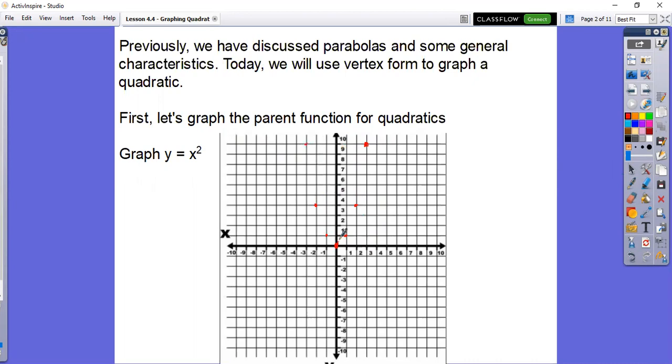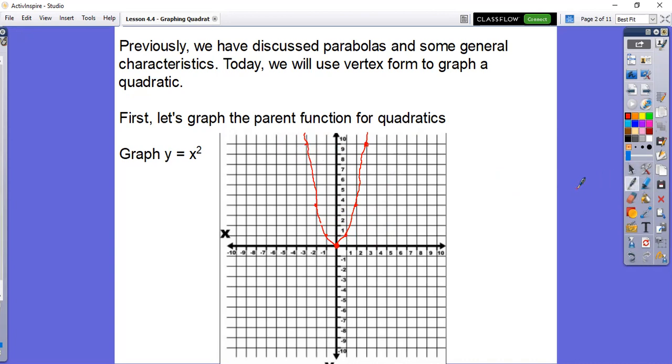And so what I get is something that looks, I'm going to draw this the best that I can. It's not easy to draw with this little writing pad, but something that looks like this. So it's this kind of U shape that opens up, has its vertex on the origin. And we're going to talk more about what a vertex is in just a second. But this is the general shape of the graph of y equals x squared.